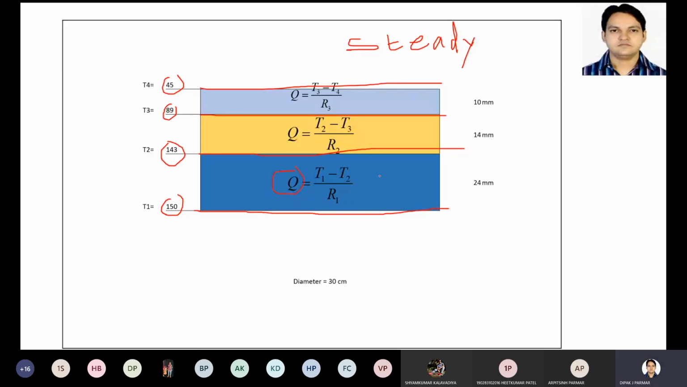As I mentioned, once steady state condition is achieved, the heat transfer rate in this direction, heat transfer in the first plate, that is Q, heat transfer in the second plate, that is also Q, heat transfer in the third plate will also be Q. So Q1, heat transfer in the first plate, will be equal to Q2, heat transfer in the second plate, and it is equal to Q3. This will be the same as it is a steady state condition.